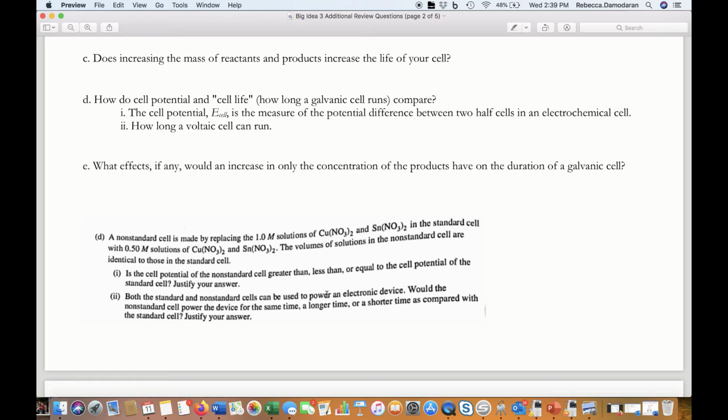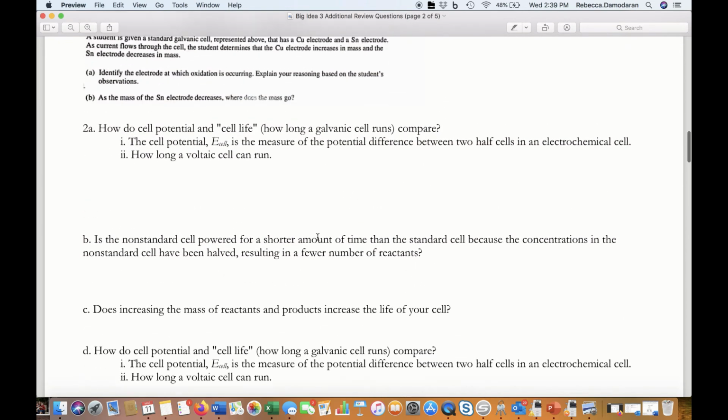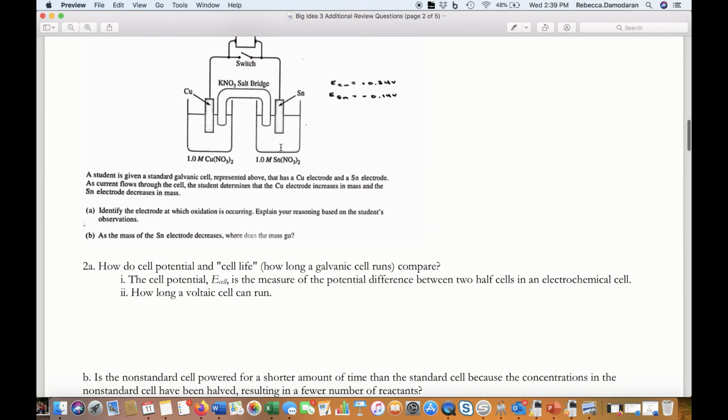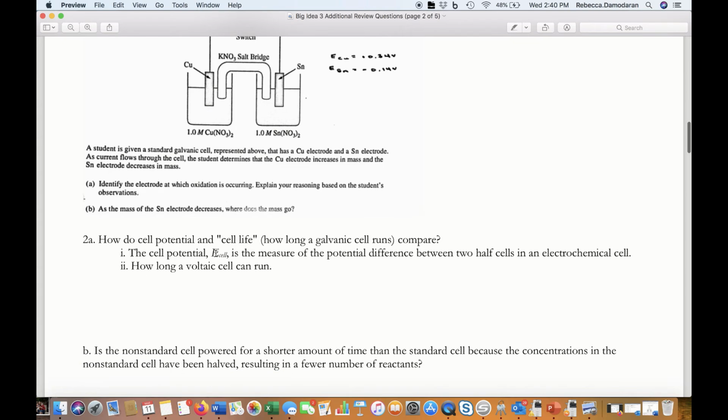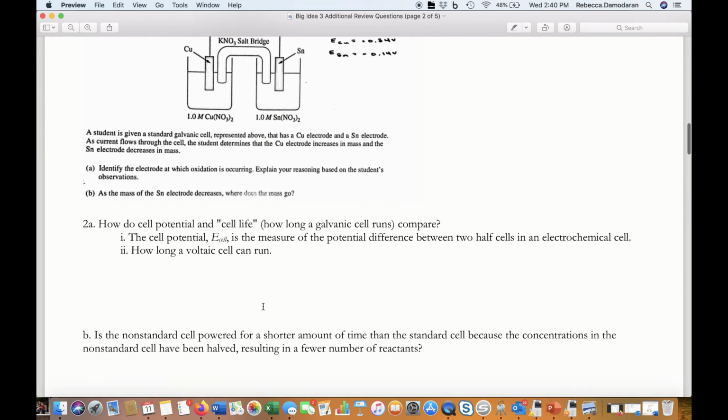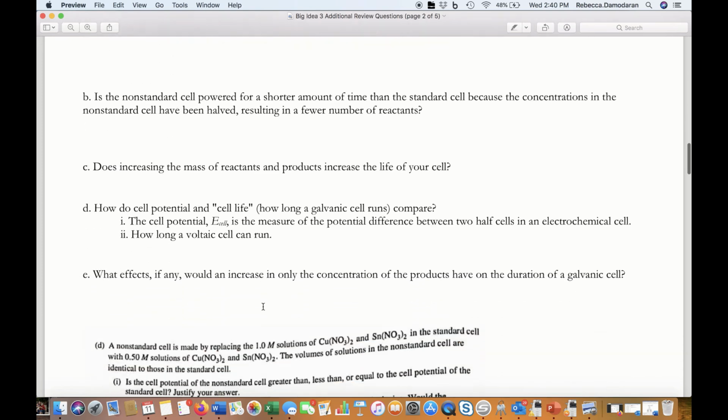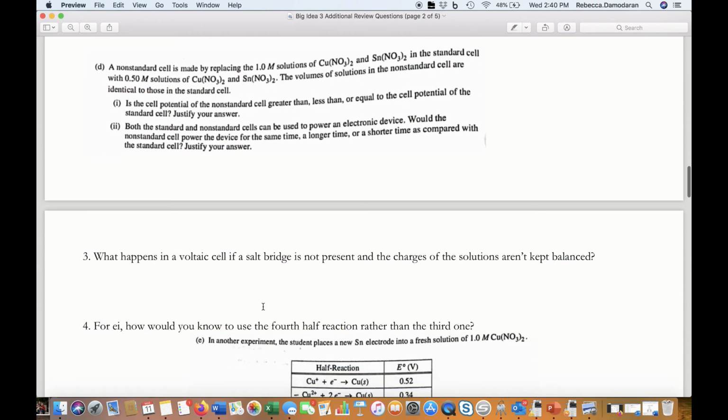I tried to look it up to get specific examples. I couldn't find any. The most common thing that's talked about is simply reducing the concentration of both of these solutions, not just one of them. But I would assume if you increase the concentration of your reactants, since your cell potential increases because you're shifting to the right, that your cell would be powered for less time, while if you increase the concentration of your products, then your cell would be powered for more time because the cell potential would decrease because you're shifting it to the left. But that gets beyond any question that I've ever seen on the AP.